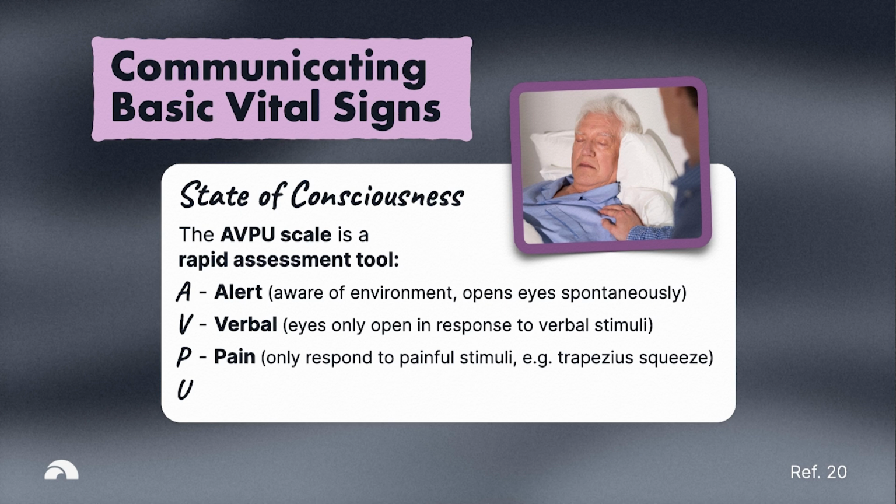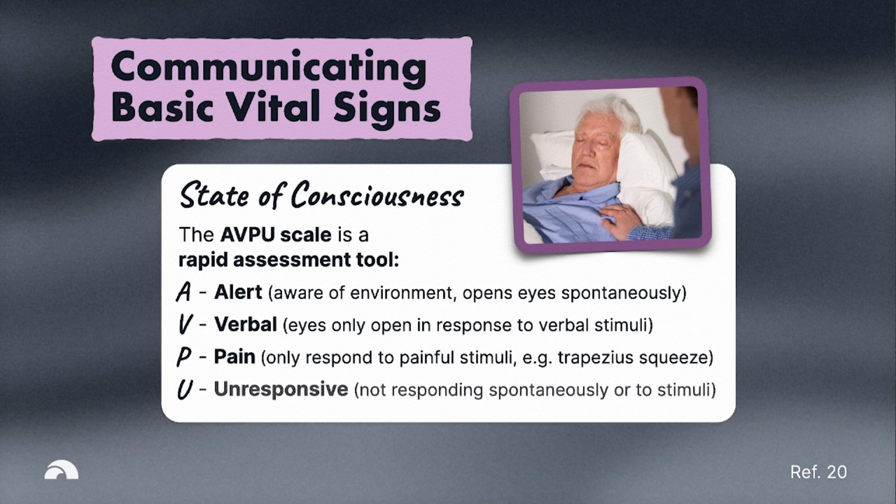P stands for pain. The client's eyes do not open spontaneously or to verbal stimuli. They will only respond to painful stimuli directed towards them. Touch the client, and if there is no response, you can attempt to apply a painful stimulus such as the trapezius squeeze. U stands for unresponsive. The client is not responding spontaneously or to verbal or painful stimuli.